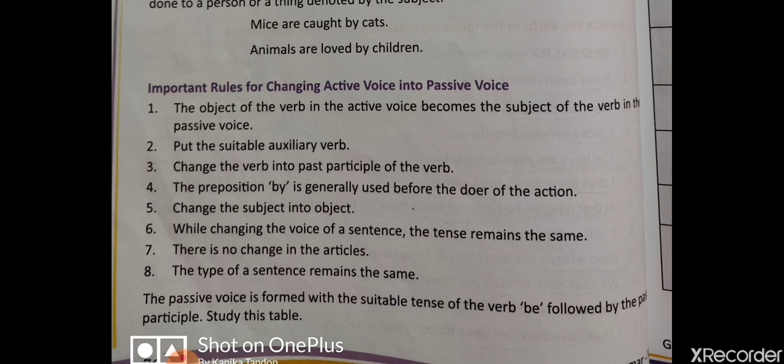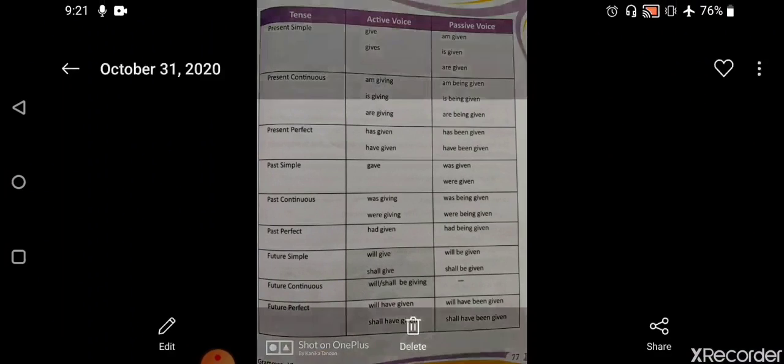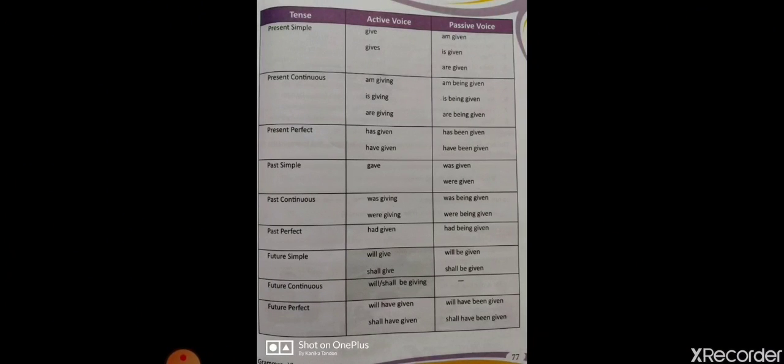The passive voice is formed with the suitable tense of the verb 'be' followed by the past participle. Study this table. On the next page we have a table which is in present simple tense.